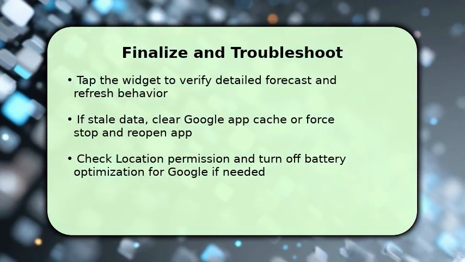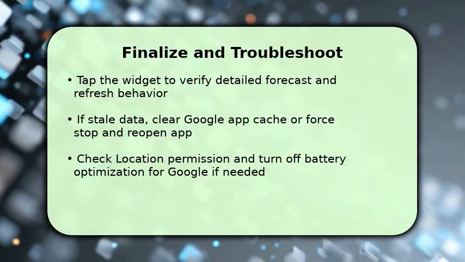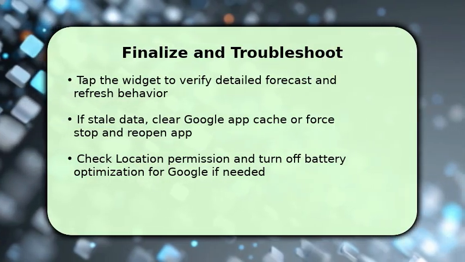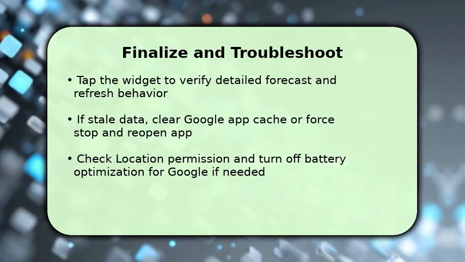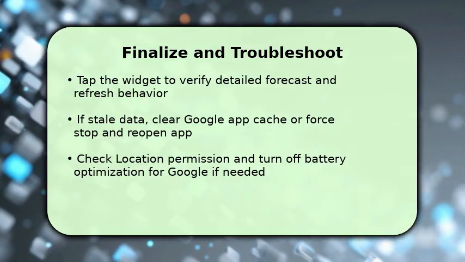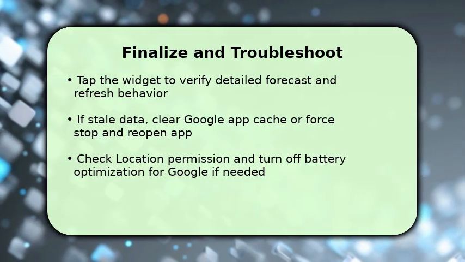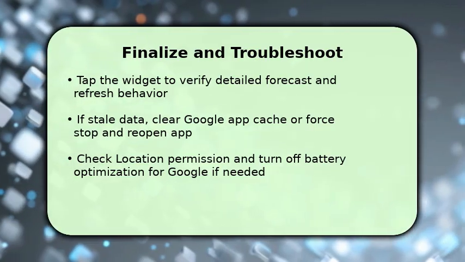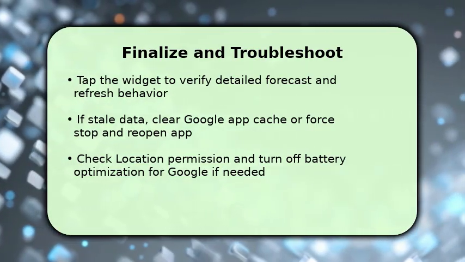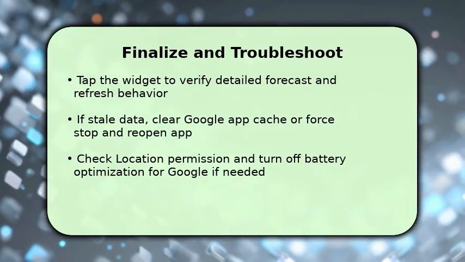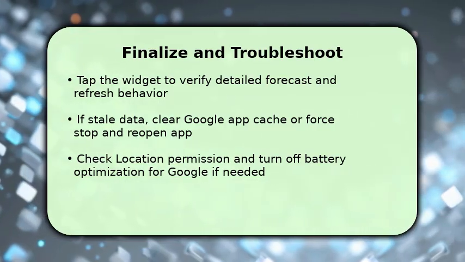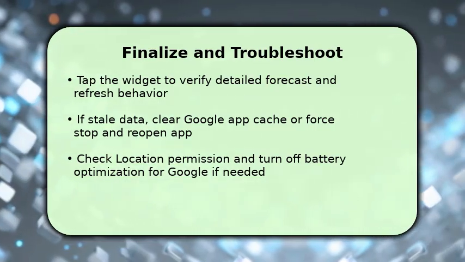If you see stale information, first swipe the widget away and re-add it. Then clear the Google app cache or force stop and reopen the app. Make sure location permission is allowed and that battery optimization isn't restricting Google, because that commonly blocks updates. If problems persist, uninstall updates to the Google app and reinstall them. This often resolves permission issues.